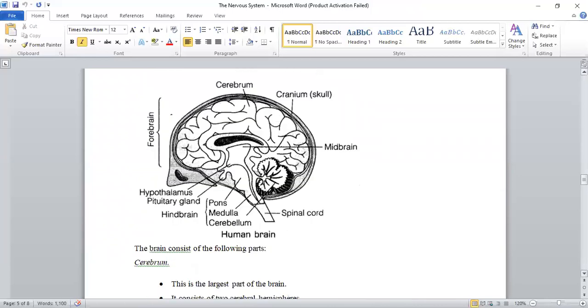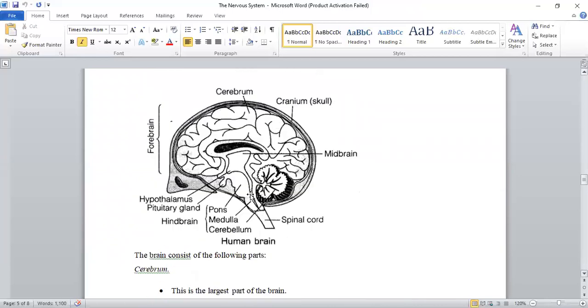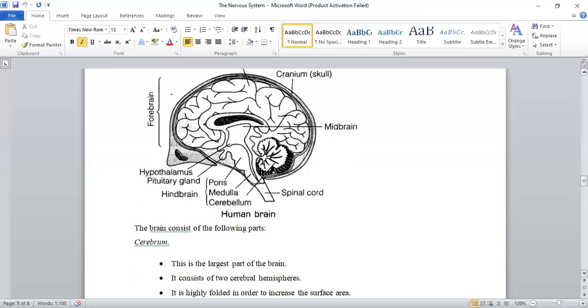I'm hoping that you have drawn this diagram because you have to know each and every part and where it is located. So we have the cerebrum, then we have the medulla oblongata, you see where it is. Then below the medulla we have the pons, then we have the pituitary gland. We will discuss the functions of all these parts. Then we have the hypothalamus, then we have the cerebellum. You see where it is, it looks like a flower. So ensure that you can differentiate between the cerebrum and the cerebellum. Those are two different parts and they have different functions.